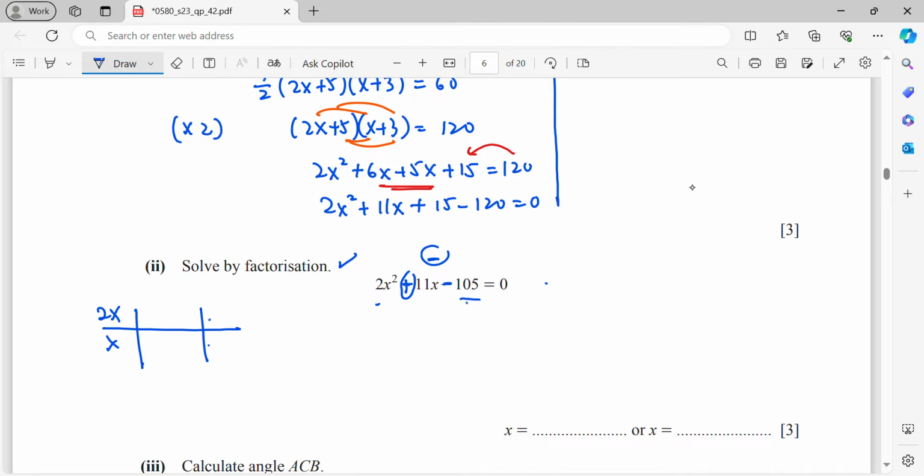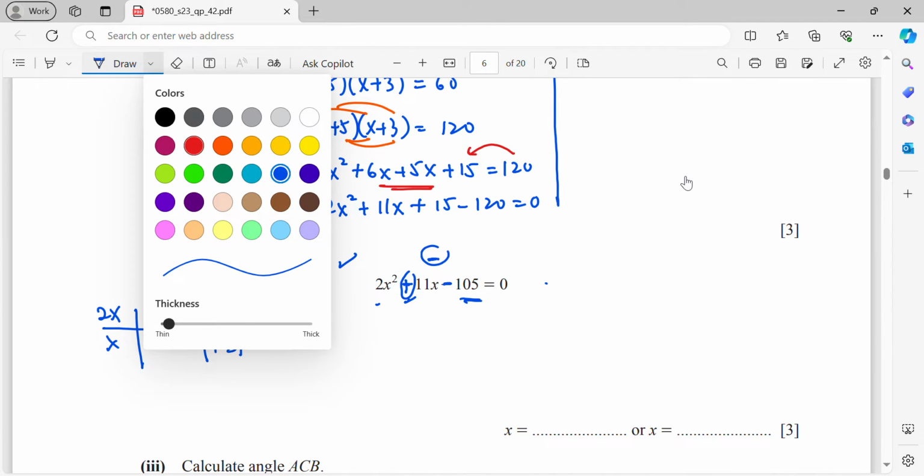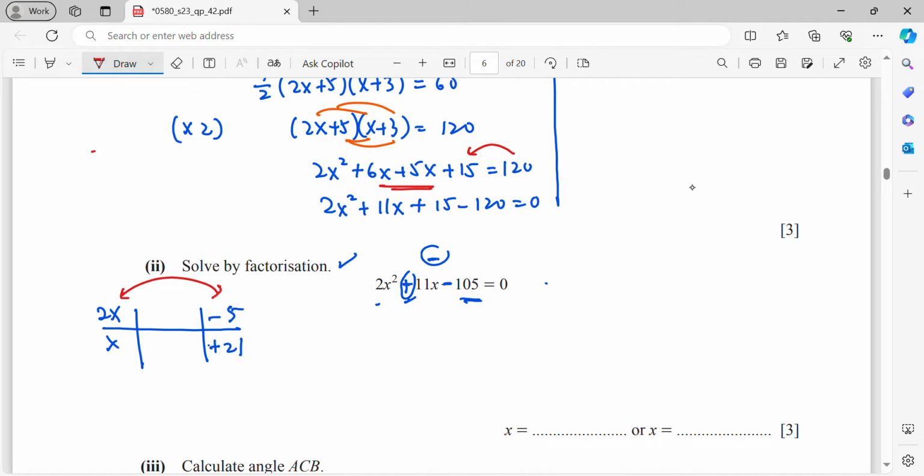So 105 can be 5 and 21. In order to get a positive here, I will have to write this as minus 5, because I need to get positive, and the other one is plus 21. Then after that, you just multiply. These two multiplied together, I will get negative 10x. And when you multiply for the next value, it will be plus 21x.